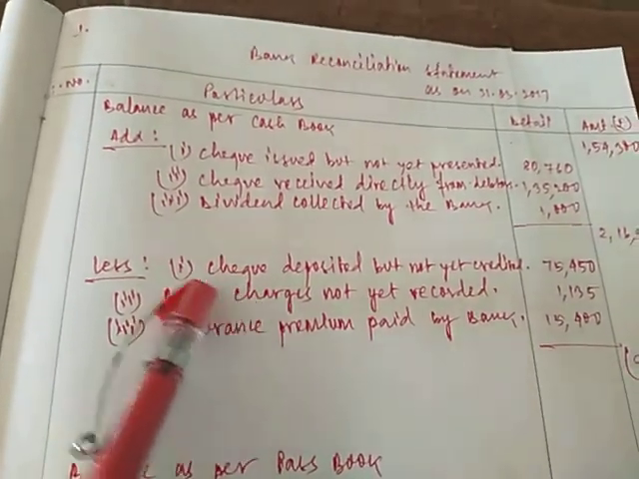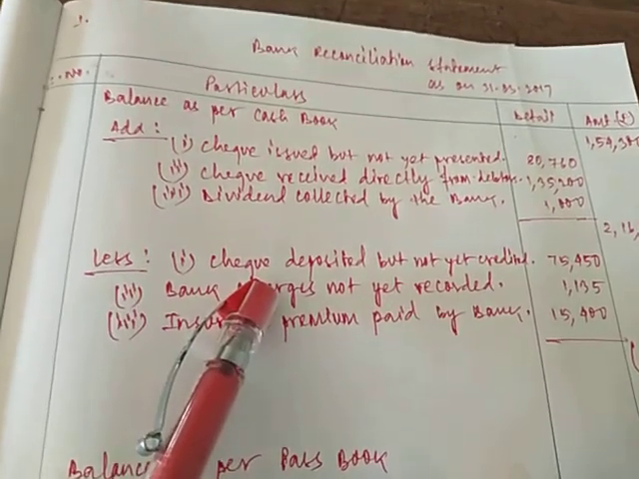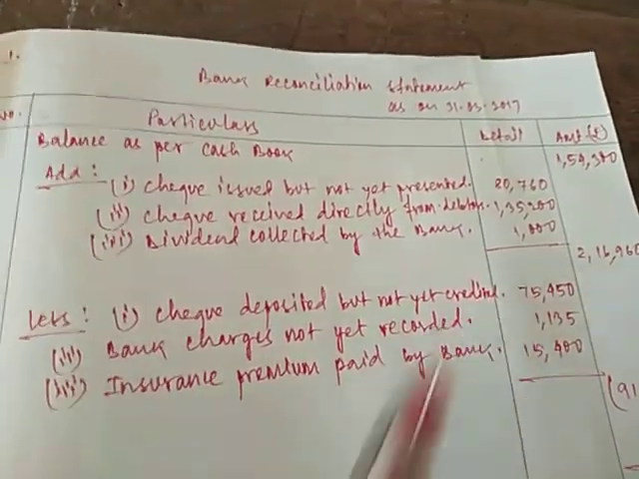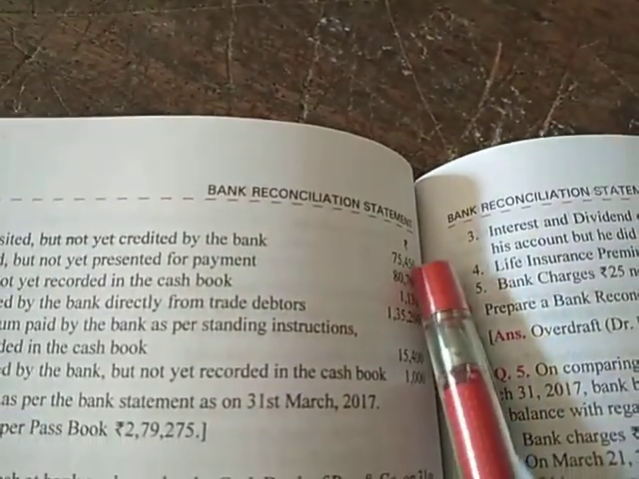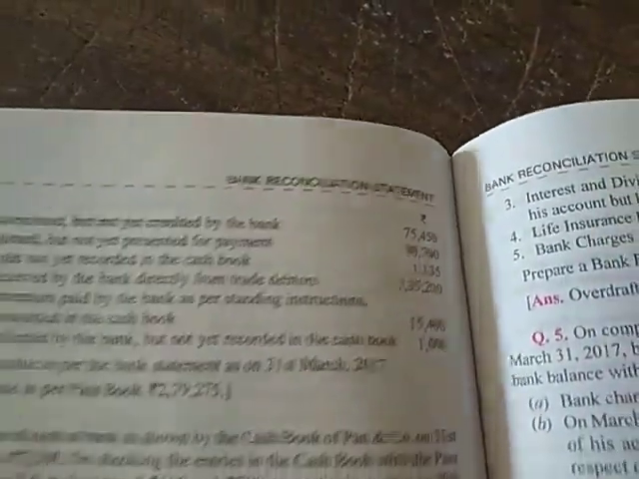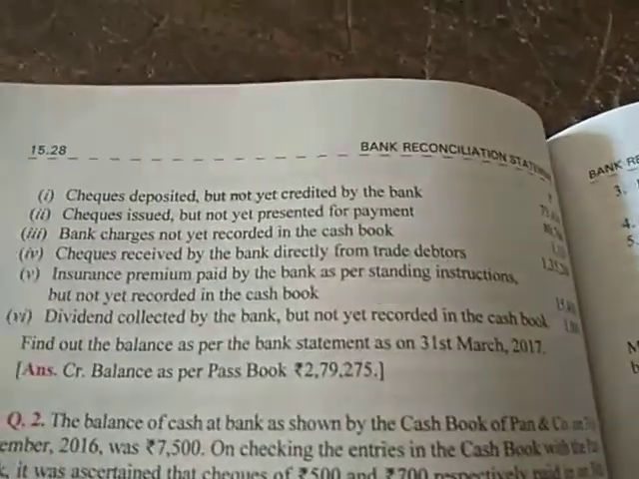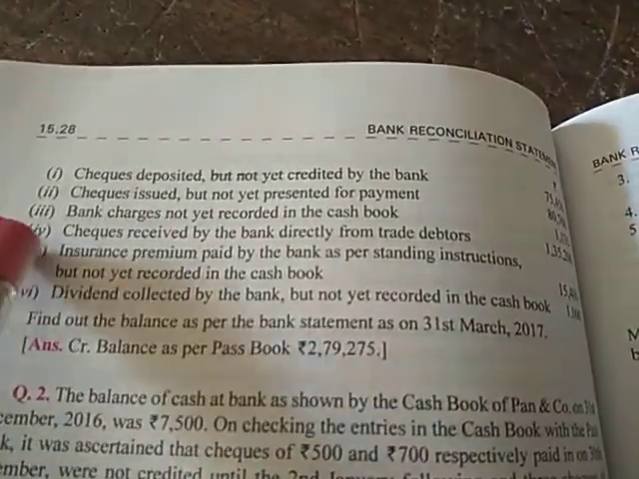So this I have done here. Under less I have put number 1, check deposited but not yet credited, 75,450, which was the amount given in the question. You can see here 75,450.